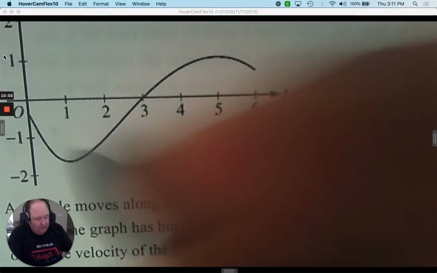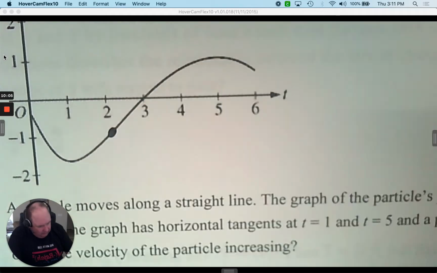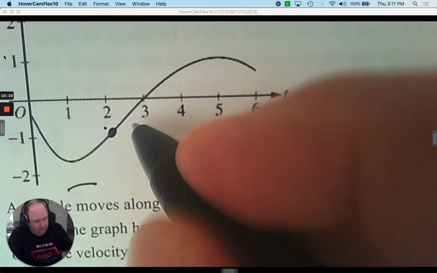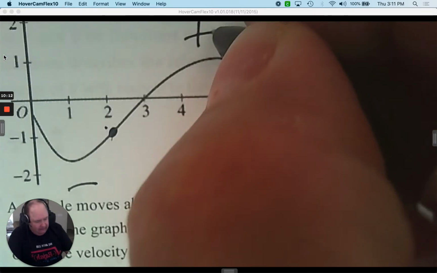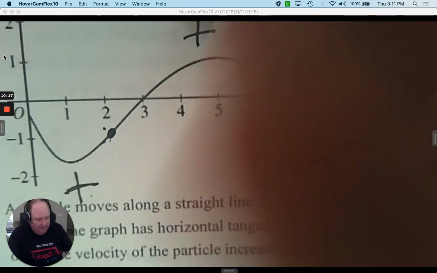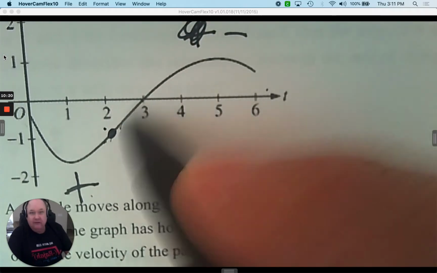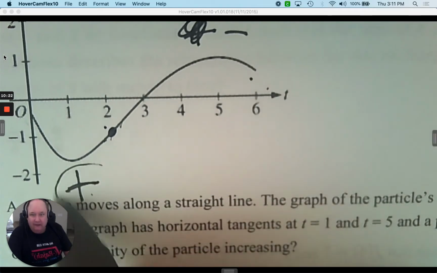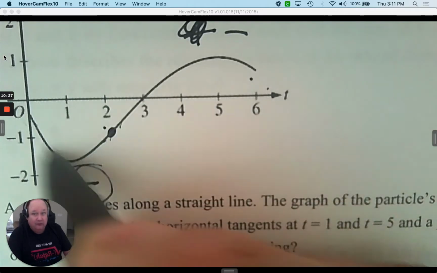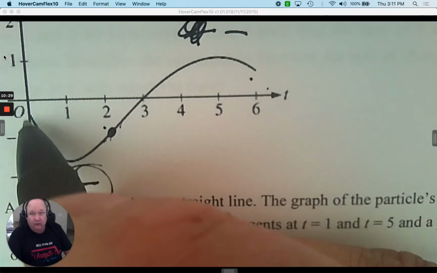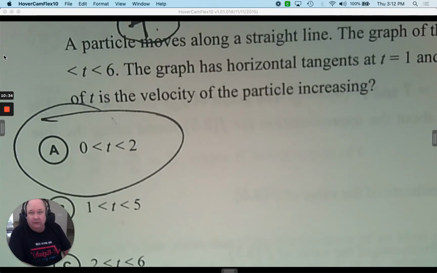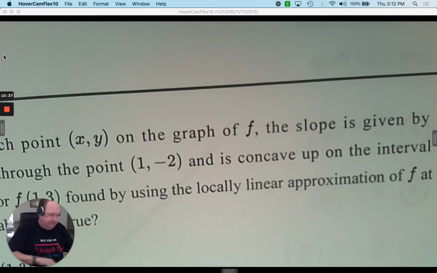So we need to understand concavity. Right here at 2, the concavity is negative, and from 2 to 6 the concavity is negative, while up to 2 it is positive. So this is what I'm looking for. I'm looking for a positive acceleration. That means it's increasing, not the negative. So it goes from 0 to 2. That is where the velocity is increasing. Number 31.